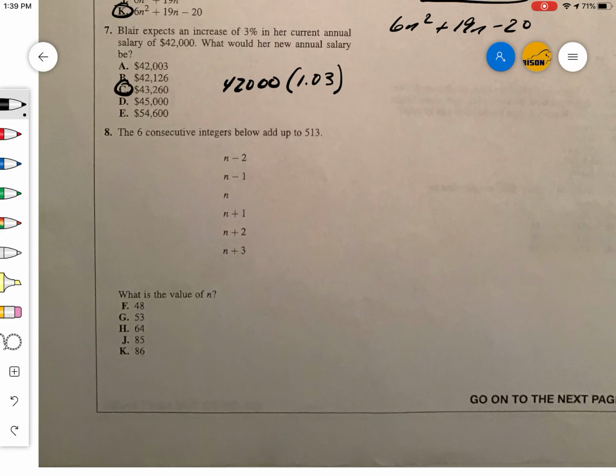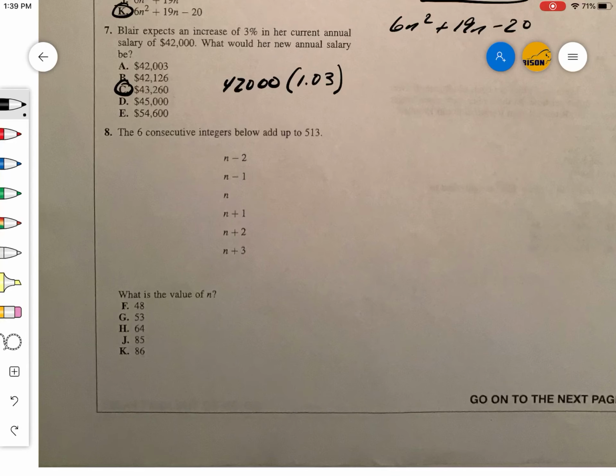All right, so we've got 6 consecutive integers below that add up to 513. What is the value of n? If you would like to try these, we can just do our answer choices. There's one test-taking strategy that seems to help people: starting in the middle, because that way you don't have to check all of them. You'll have to check at most 3 of them.